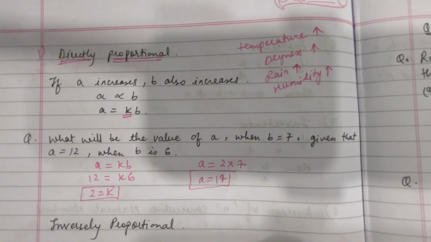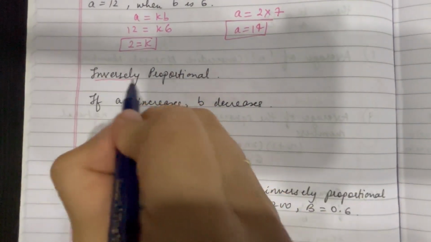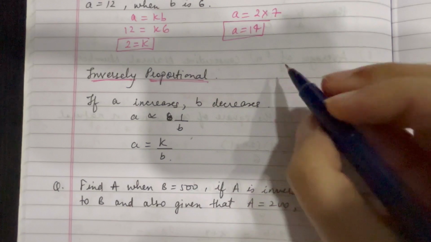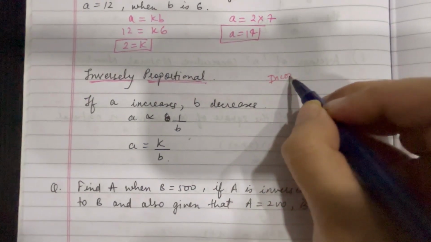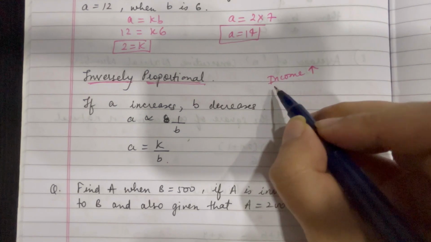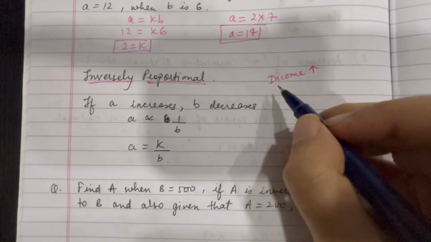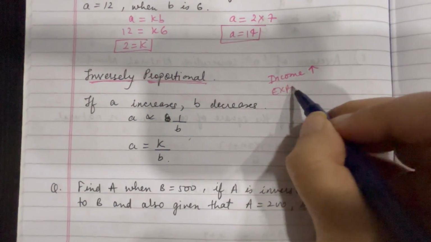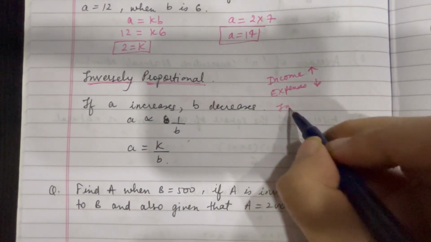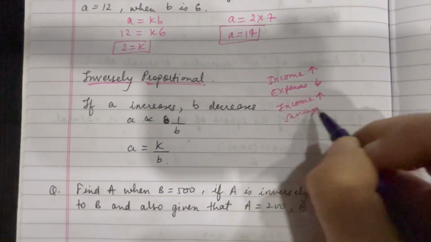I hope this basic concept of directly proportional is clear. Now move to the inversely proportional. Okay, if my income increases, what can you say? Let's say my expenses decrease. Okay, but if my income increases, my savings increases.